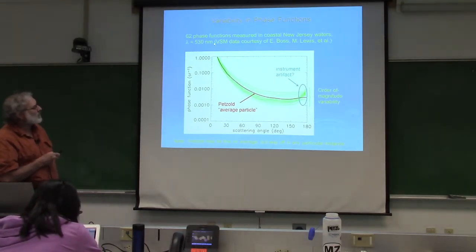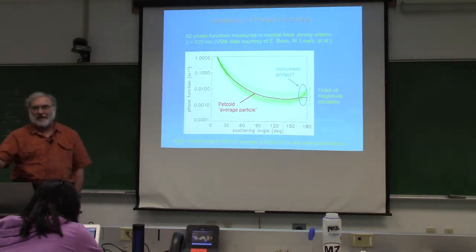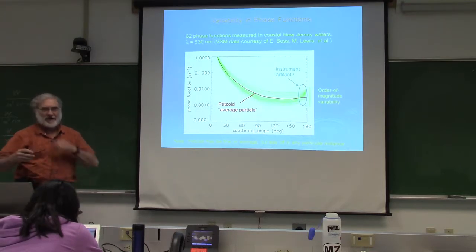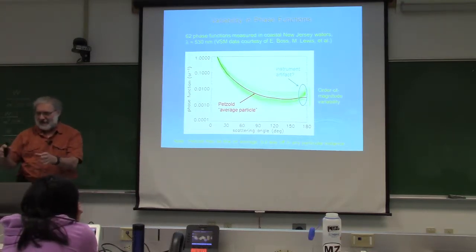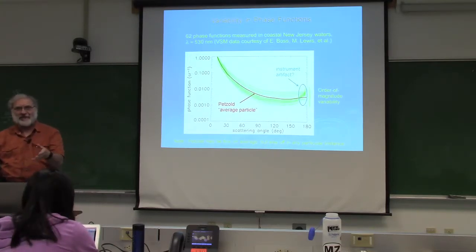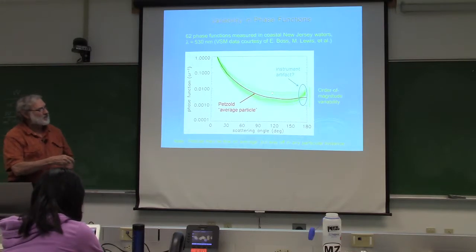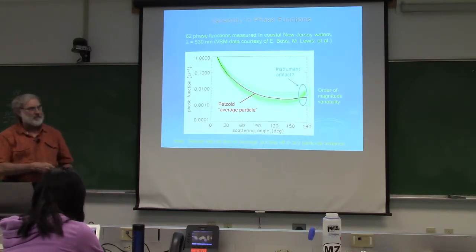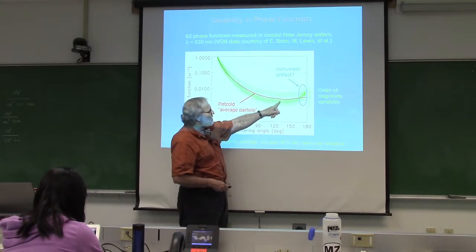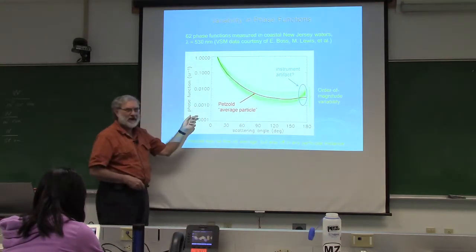Okay, so here's 62 phase functions in green measured in coastal New Jersey water within a couple of days of each other and within a few kilometers of each other. So you would think, well, this is probably about as close to being the same blob of water as you'll ever hope to see. It's not like one of these was in the Yellow Sea and one was in the Gulf of Mexico. This was just all off the coast of New Jersey. But even so, there's an order of magnitude variability in these spectra.